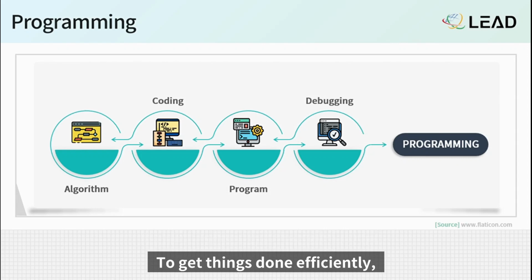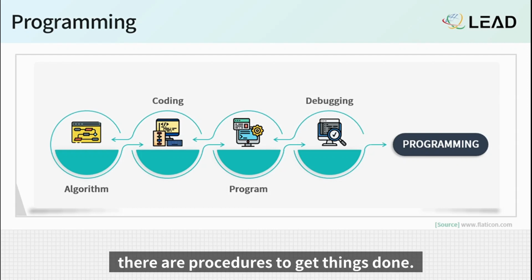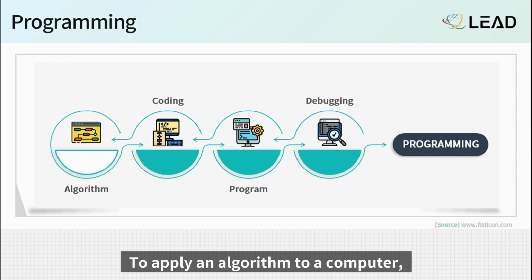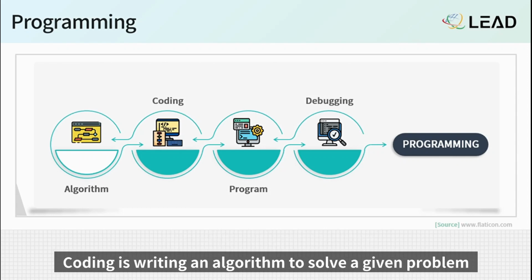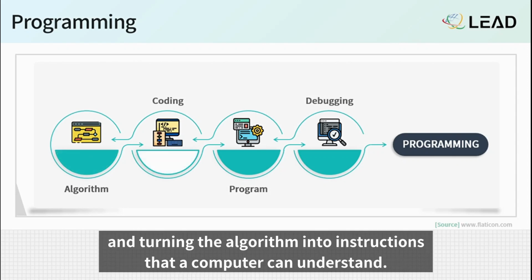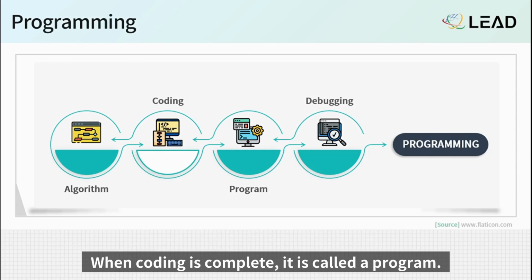To get things done efficiently, there are procedures to get things done. We call this procedure an algorithm. To apply an algorithm to a computer, it must be expressed in instructions that the computer can understand. Coding is writing an algorithm to solve a given problem, and turning the algorithm into instructions that a computer can understand. When coding is complete, it is called a program.